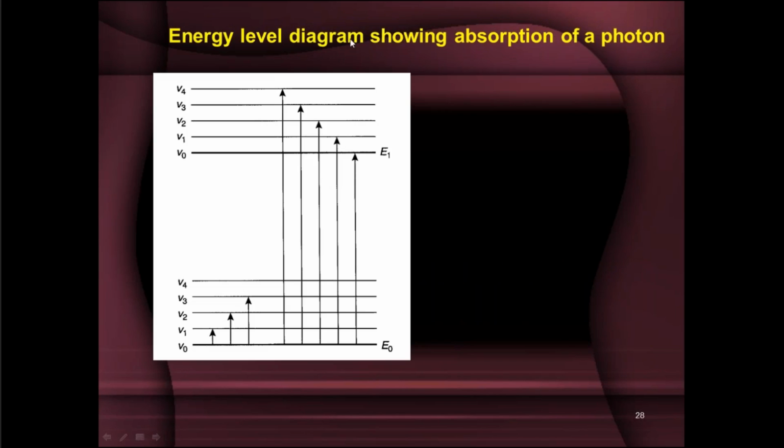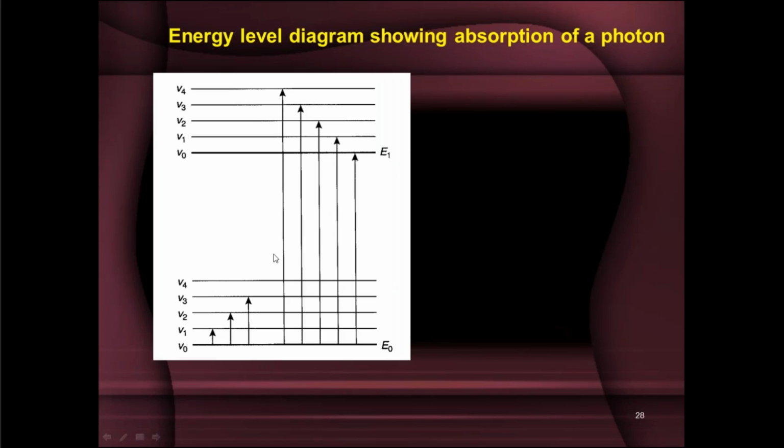So this is an energy level diagram, another energy level diagram showing absorption of a photon. Now this is a more detailed way of showing it. You have E0, which I had shown earlier. This is the lowest electronic energy level. E1 is a higher electronic energy level.